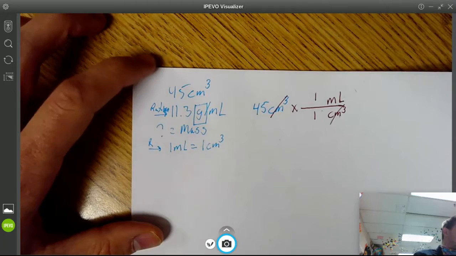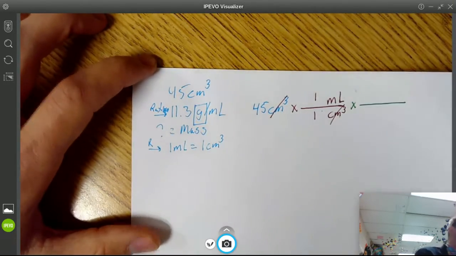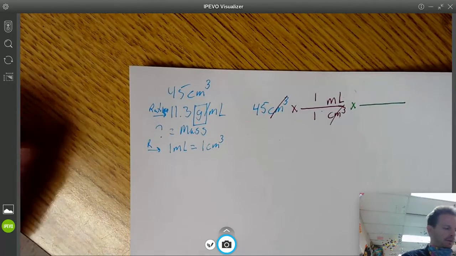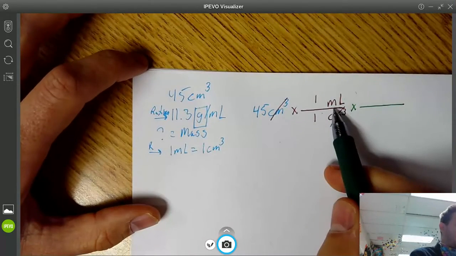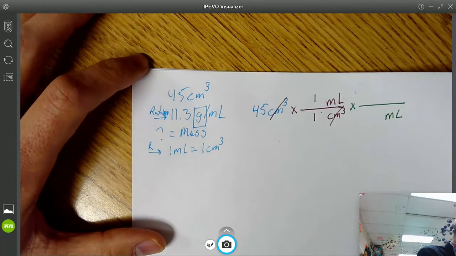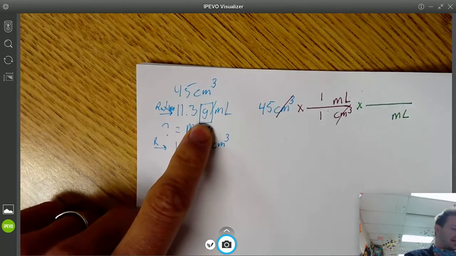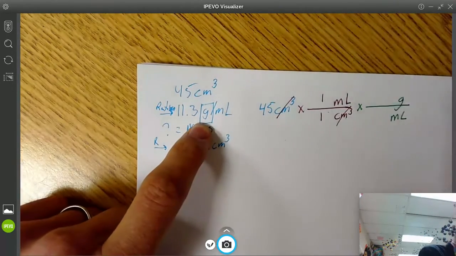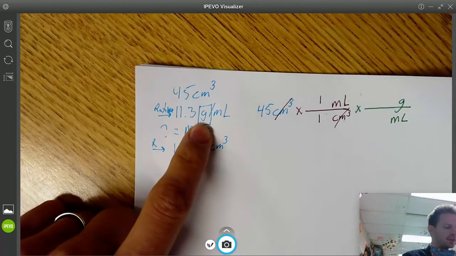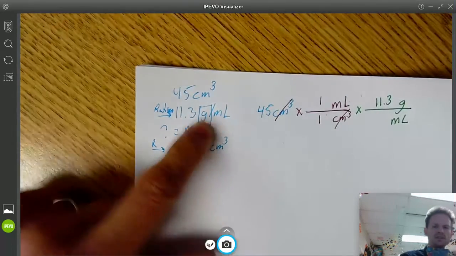So my next step is to keep going. It says we need to manipulate ratios. We need to get rid of the unit that is not helping us out. Well, we don't want milliliters. We want grams. And so what I'm going to do is put milliliters on the bottom and hope I have something that takes care of it. And I do. That's what it is right here. So I'm going to put my grams up top. Now this number, this is where some people get confused. That number is associated with grams. So I'm going to put the 11.3 right there.